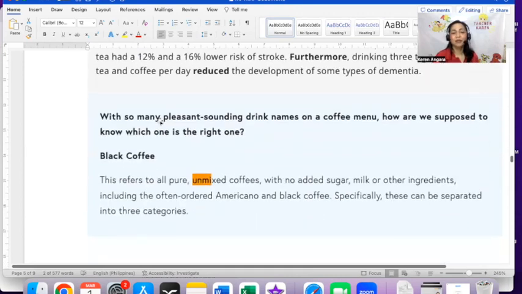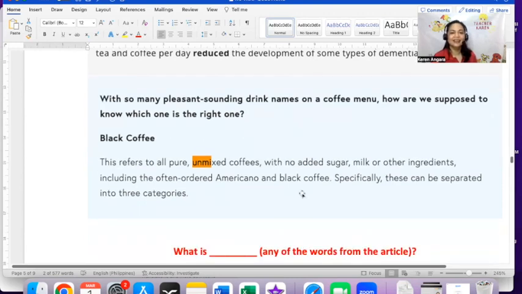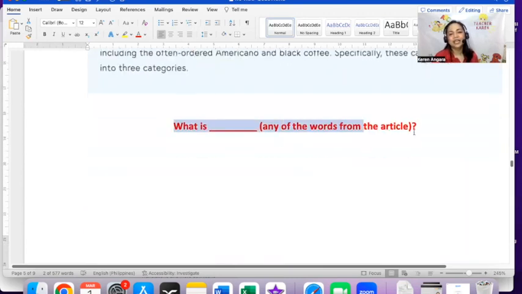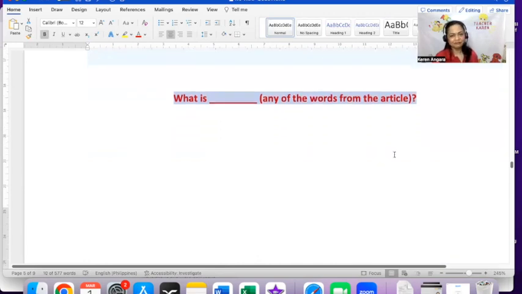So you can Google it as well. Unmixed coffee means no added sugar, milk, or other ingredients. No hazelnut, no caramel, no nothing. So again, this is the usual structure of the question. What is this and that?